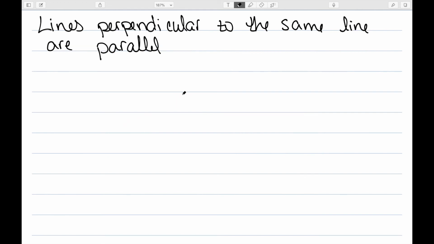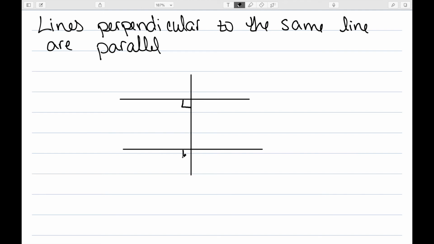In my other theorem, lines perpendicular to the same line are parallel. So if I have a line and I have some perpendiculars, such as these here, well then, since they're perpendicular, their corresponding angles are congruent, as well as alternate interior angles, which tells me that they also need to be parallel.